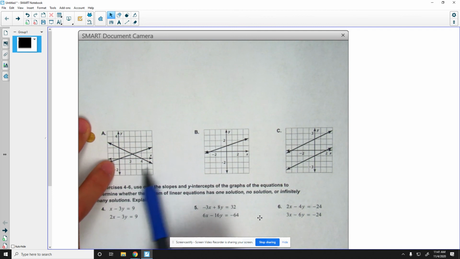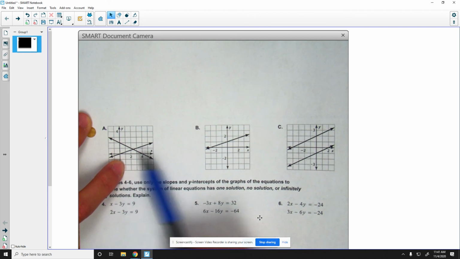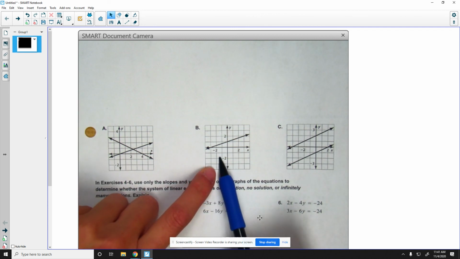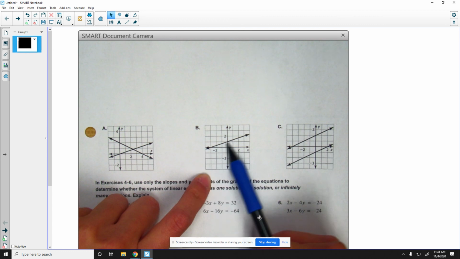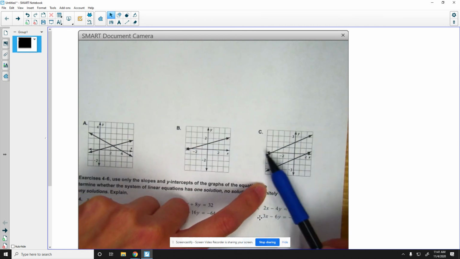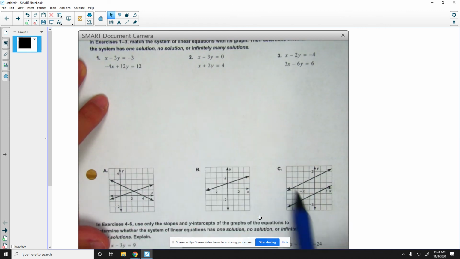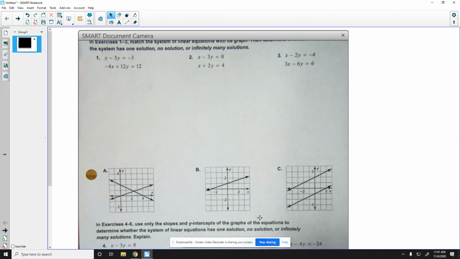So tell me right now, letter A, is this a picture of one solution, no solution, or infinitely many? One, because it touches right there. What about letter B? One, infinitely many, or no? Infinitely many, because it's the same exact line. Letter C, what do you think? No solution, because they're never going to touch. So solve it, get your answer, and then connect it to whatever picture it should look like, okay?